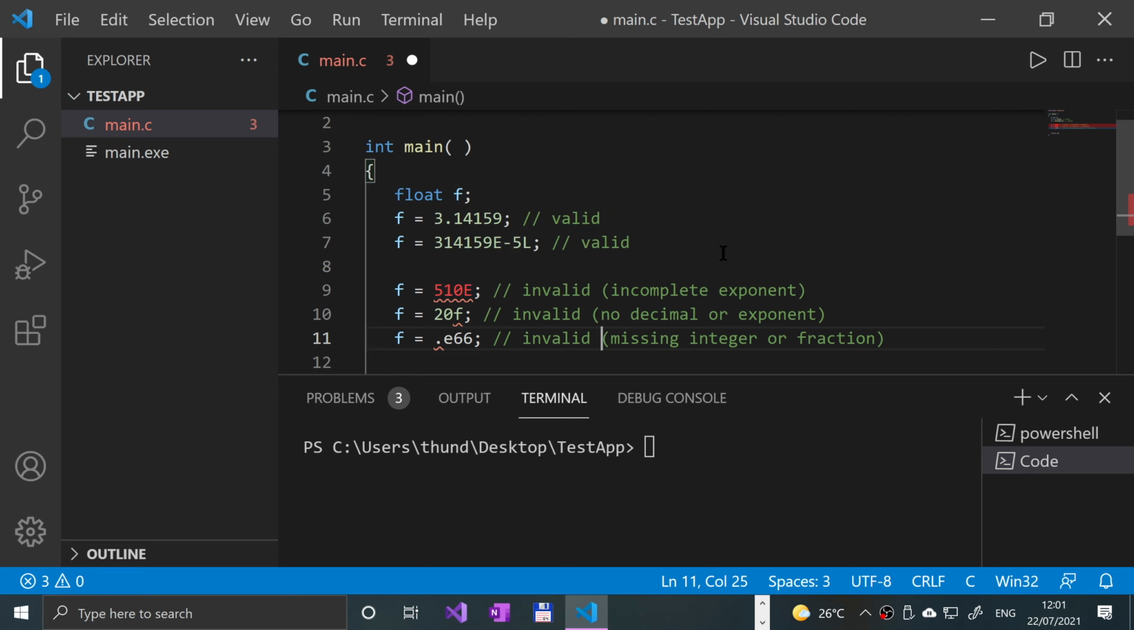So that's it for float literals. The four main components are the integer part, then the decimal, then the fractional decimal part, then the potential exponent as well. So that is it.